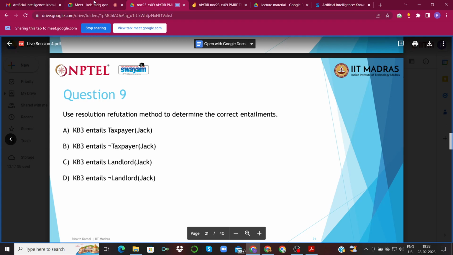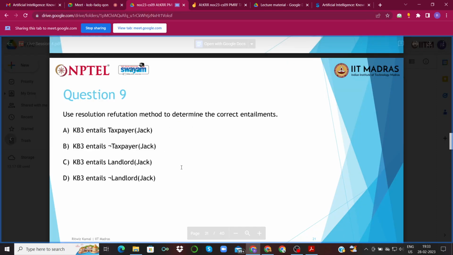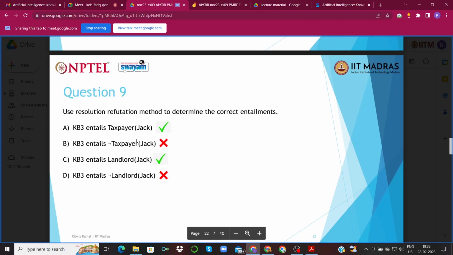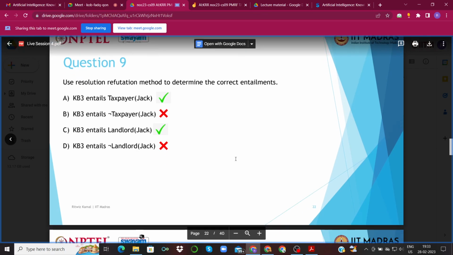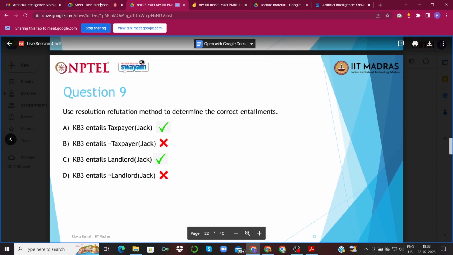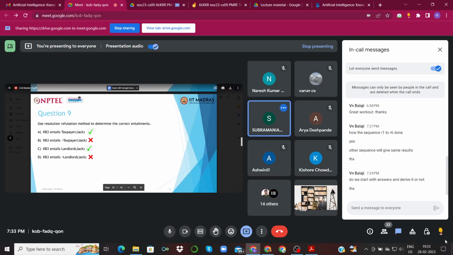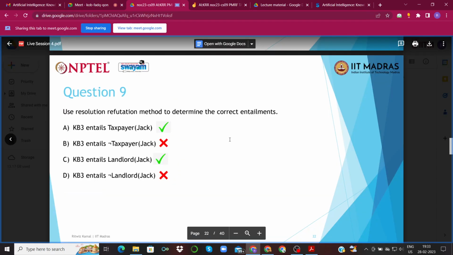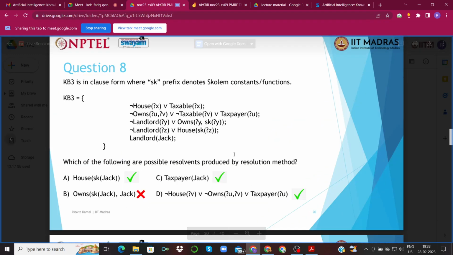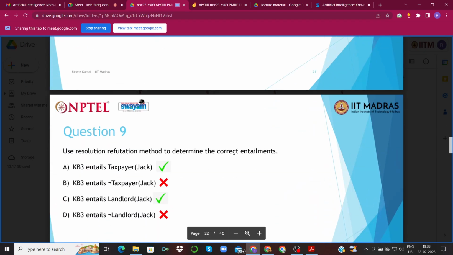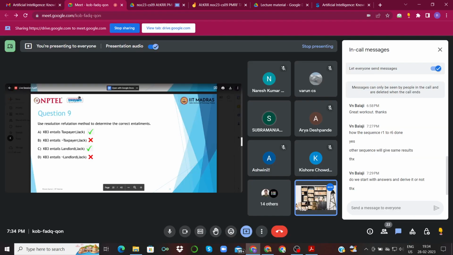Okay, so I'll not give many more time to this question because we have already seen what are the two possible entailments. The other two, B and D, cannot be entailed. I'll let you verify that yourselves later on. This was the knowledge base. I hope there are no doubts. If there are, please do let me know.